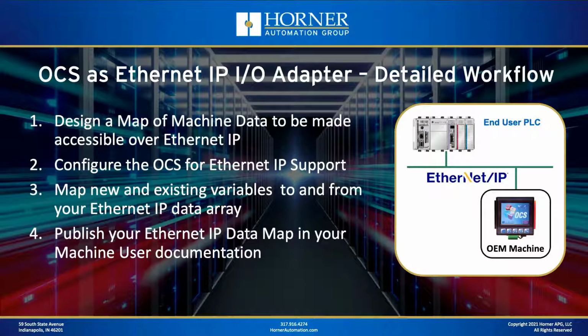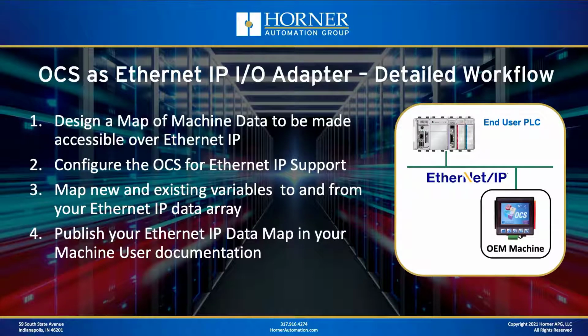So that's the first step. We need to design a data map. Next, there's some configuration that has to happen on the OCS side as you do your machine development with Cscape. And that is a little bit of configuration to allow the OCS to support Ethernet IP. And it's very little. We'll review it in detail.